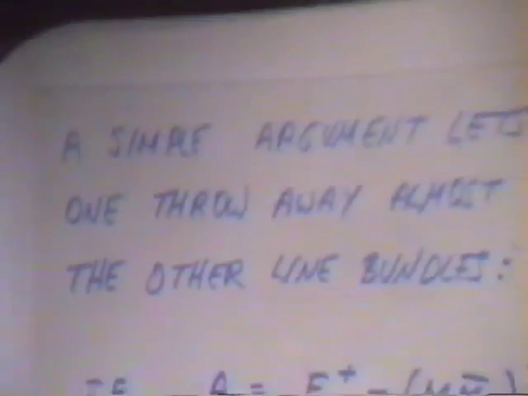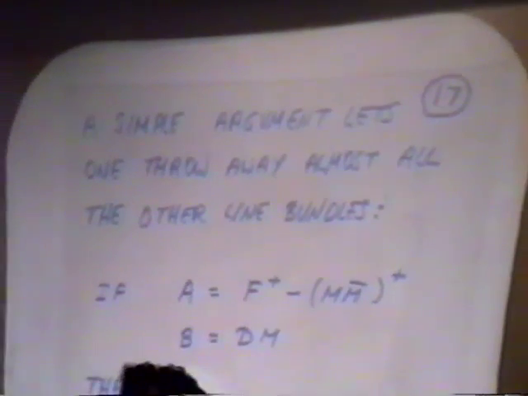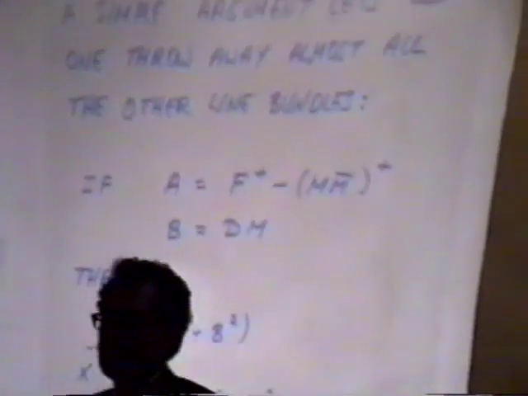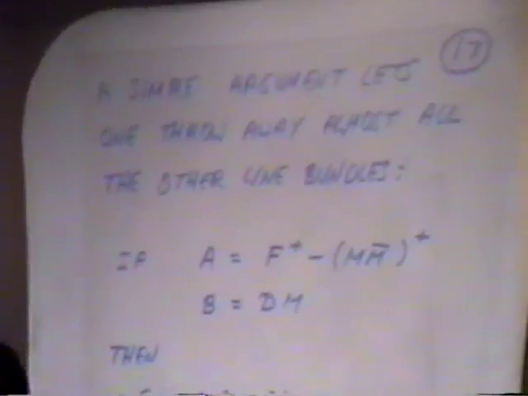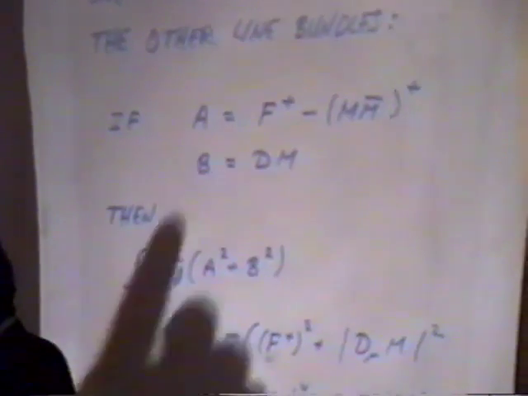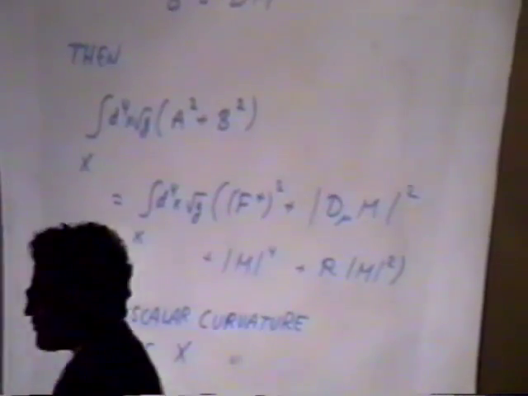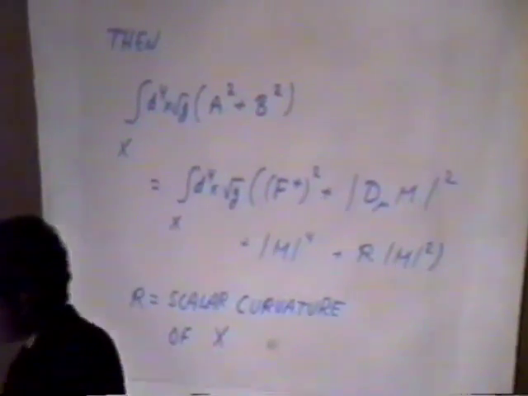Well, something nice happens to us, which is that another simple argument lets you throw away almost all the other line bundles, because you get a second inequality that goes in the opposite direction. So here, if I let capital A and capital B be the two equations, then the L2 norm of A squared plus B squared, what you might call mathematically the Witten formula, comes out. So we've reduced the story to that finite set of interesting line bundles.